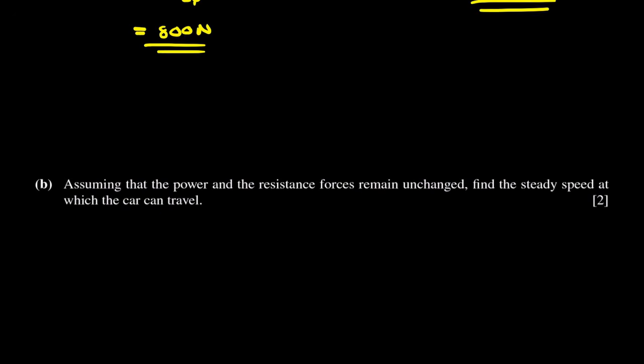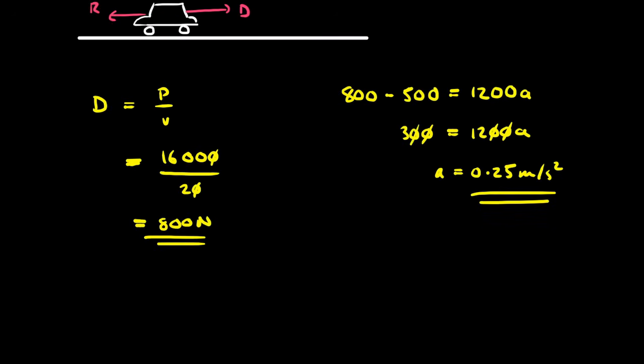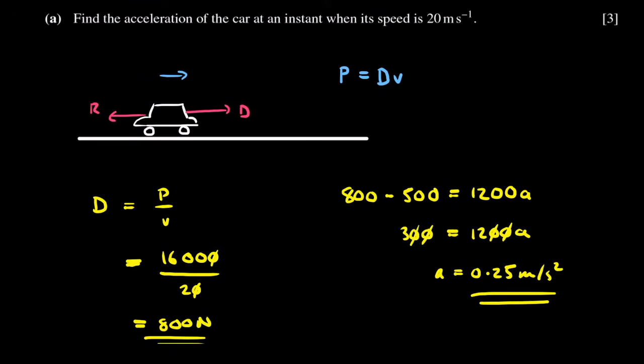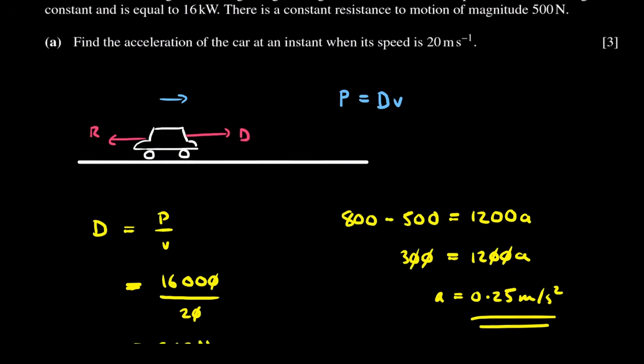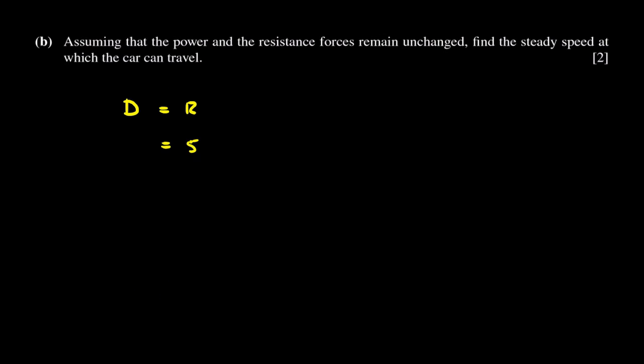Let's go down to part B. Assuming that the power and the resistance forces remain unchanged, find the steady speed at which the car can travel. Well, look, if we're at steady speed, that means there's no acceleration. And if there's no acceleration, then these forces must be balanced. So in other words, the driving force must be equal to the resistance force. This is the situation we're interested in. We want the driving force to be equal to the resistive force, and the resistive force was 500 newtons. Double check that again, 500 newtons.